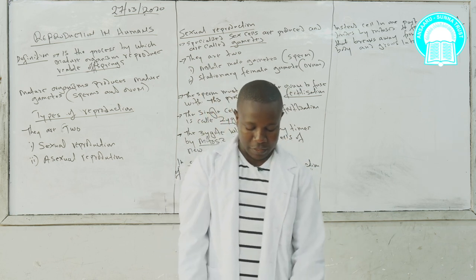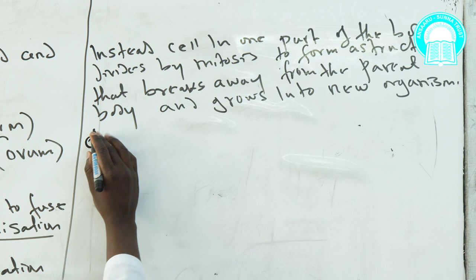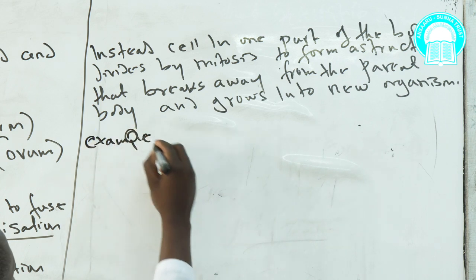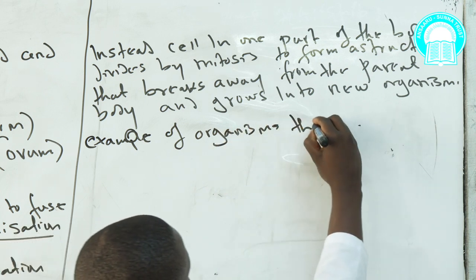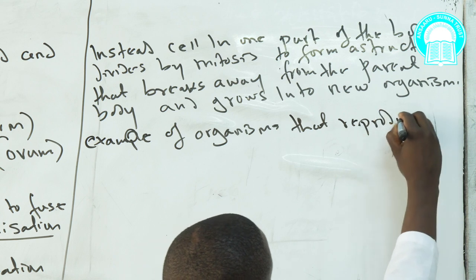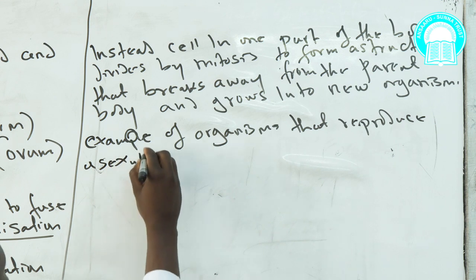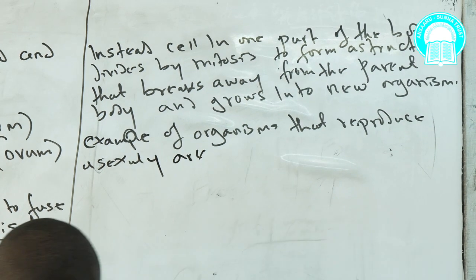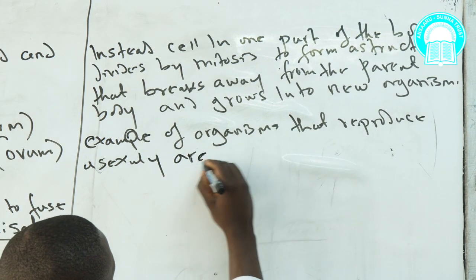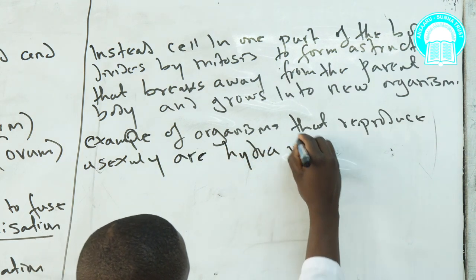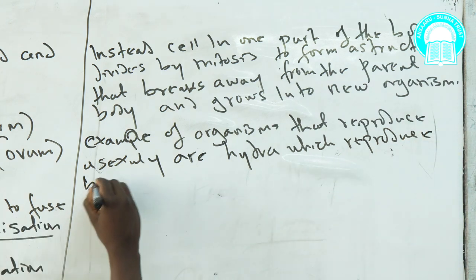Examples of organisms that reproduce asexually are hydra, which reproduce by budding.